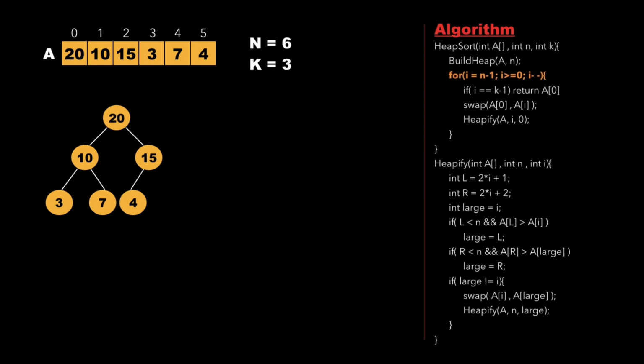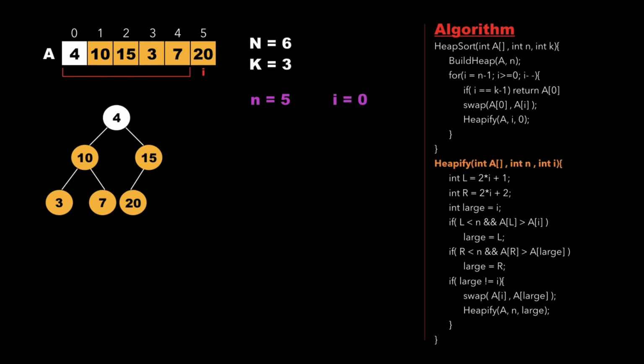So the initial value of I will be 5, and then we check whether if the value of I is equal to k minus 1, that is 5 is not equal to 2. Therefore we swap A of 0 with A of I, that is we swap the first element with last. And after swapping we call the heapify function with the value of I as 0, and we restrict it to the first 5 elements.